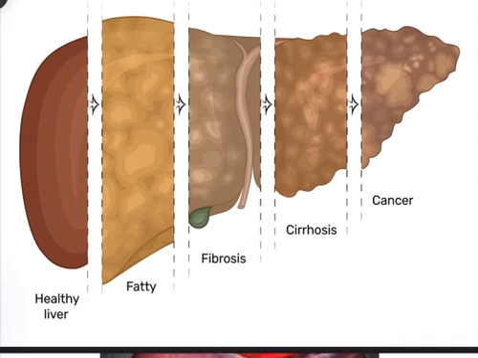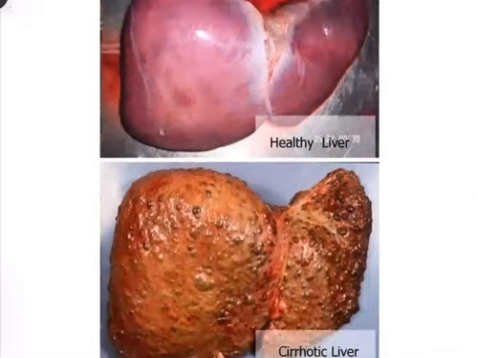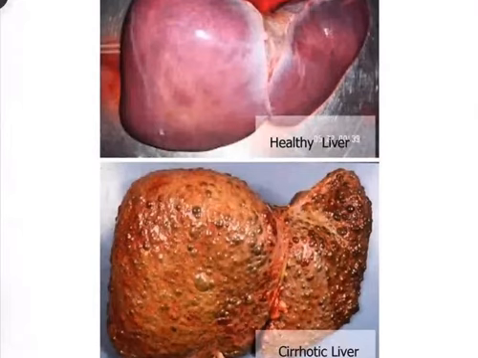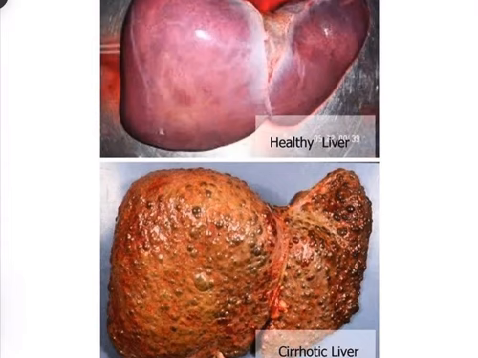Okay, this is a human normal liver versus a cirrhotic one. This one looks shiny, smooth, you can see there, shiny and smooth and healthy. And then in the cirrhotic one, it has lumps, and the texture is leathery. Okay?